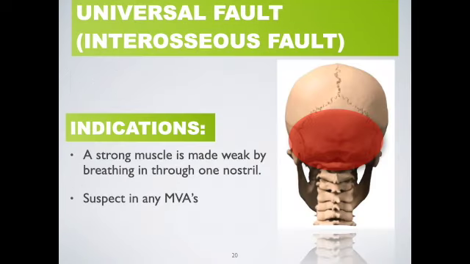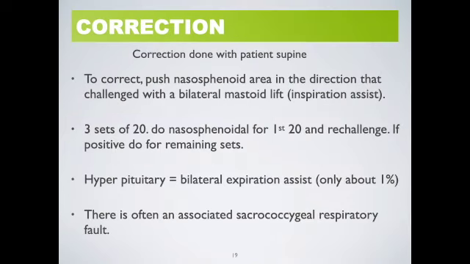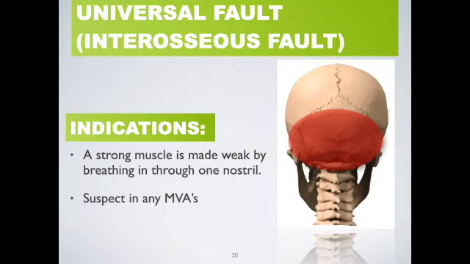Anyway, so universal fault is our next one. Now, universal fault is also called an interosseous fault. A little while ago, we talked about the intraosseous subluxation. Intra meaning within the bone, and this is interosseous, so it's between two bones. This is another rotational fault between the occiput and the sphenoid.